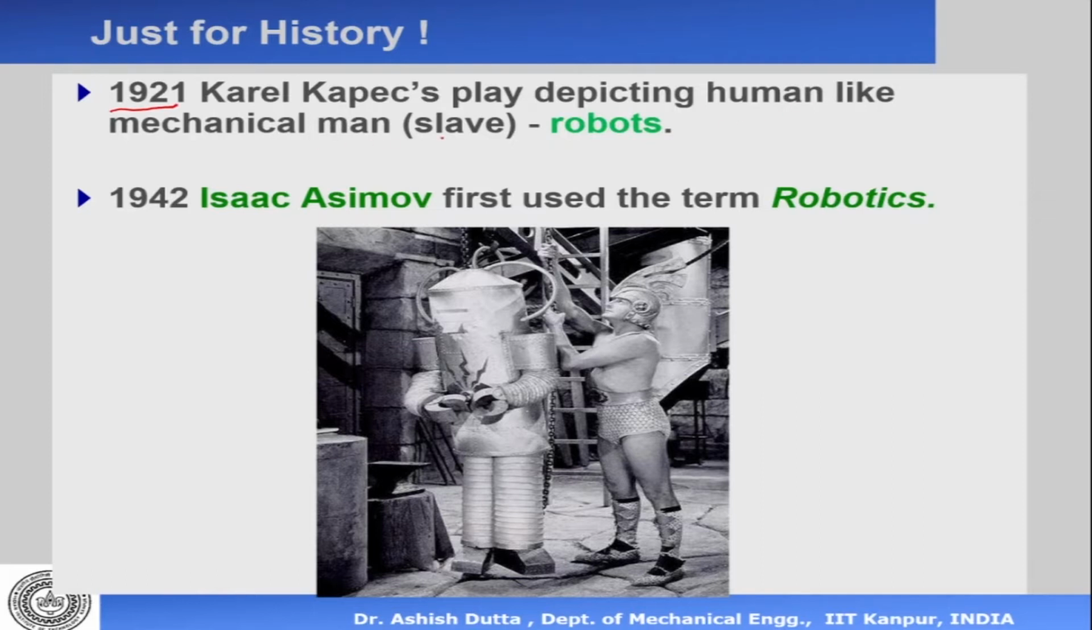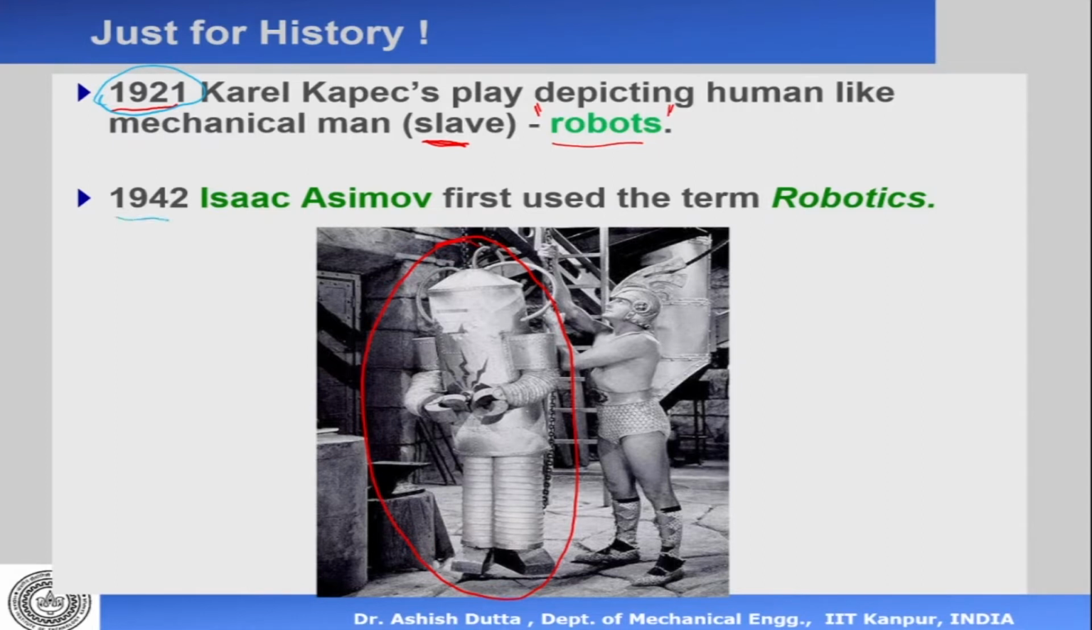So he was a Czechoslovakian playwright, and he wrote a play in which he said that in future there will be mechanical men, or what he called slaves, who will be replacing human beings in industries. So this is apparently a picture from his play. There is a mechanical man who is replacing human beings to do dirty jobs. So the word robot basically comes from there, 1921. Of course, there were no robots at that time. So 1921, the word robot came from his play as written by Karl Kapek.